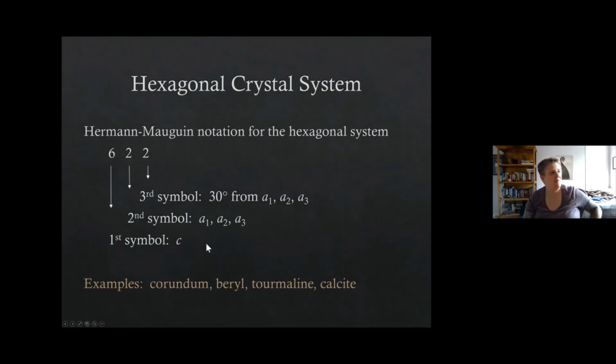So the Hermann-Mauguin system for hexagonal is very close to what we have in the tetragonal system. C is the first symbol, A1, 2, and 3 the second symbol, and then the third symbol is 30 degrees from A1, 2, and 3, because the total angle of difference for the rotation is 60, and it's going to be the third symbol. So things like corundum, beryls, tourmalines, calcites are all in the hexagonal system. Whether they have a 3-fold or a 6-fold is another story.